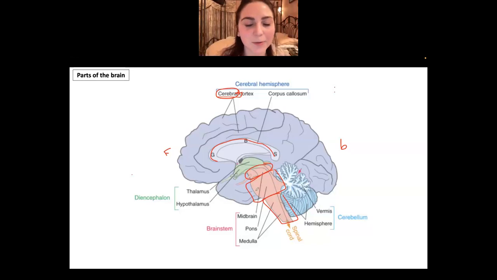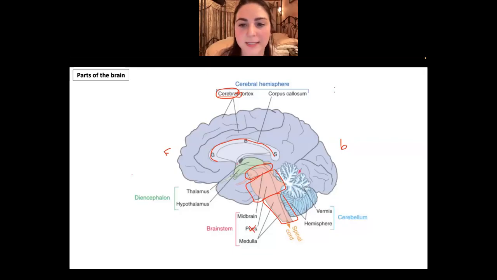When we talk about cranial nerves, certain cranial nerves are present in the midbrain, some are in the pons, some are in the medulla. So if you have a pontine stroke, you're going to see certain cranial nerve effects over others because that's where they're located.